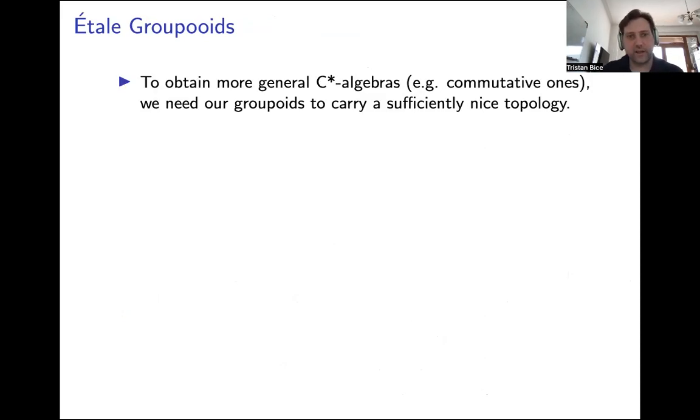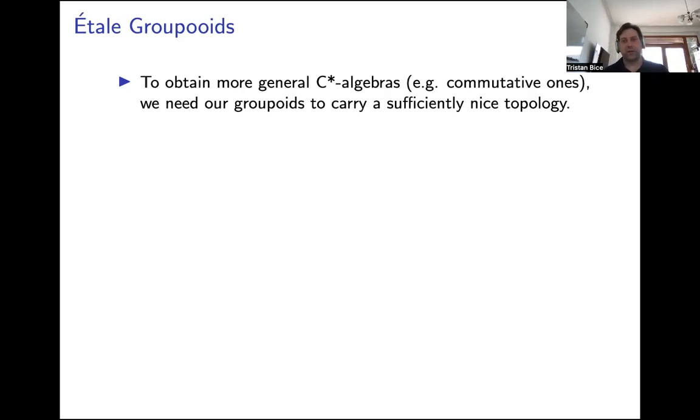What does this extra Étale mean? Well, it's all about topology, really. If we want to obtain more general C-star algebras, in particular even just the commutative C-star algebras, then we really are going to need some topology, right? Because remember, commutative C-star algebras are all those of the form C0(X) for some locally compact Hausdorff space X, and the topology is key there. Without the topology on X, you can't reconstruct C0(X). You can't reconstruct the algebra.